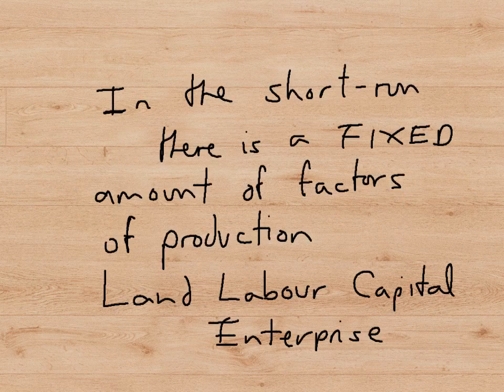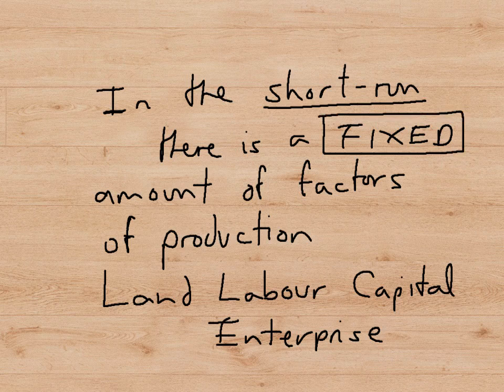Let's see what's happening in the real economy. In the short run, there is a fixed amount of factors of production. That is to say, these factors of production cannot be changed. That's why we call it the short run. We have a certain amount of land, a certain amount of labor, a certain amount of capital, and a certain amount of enterprise. And we can't get any more.